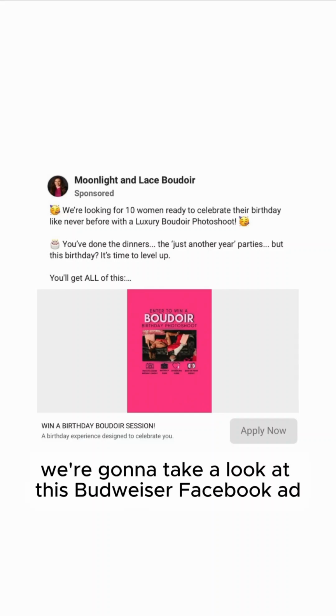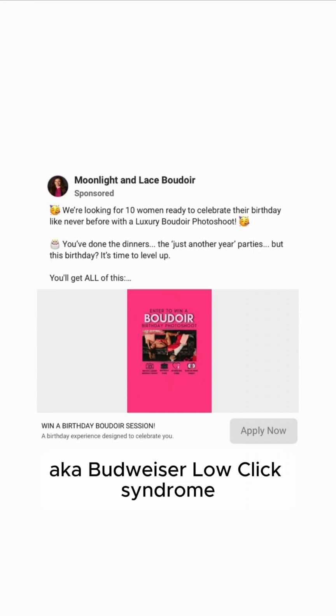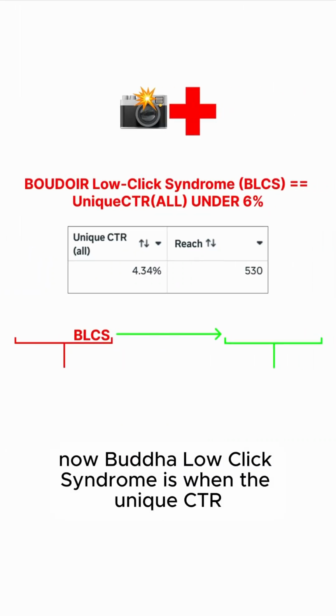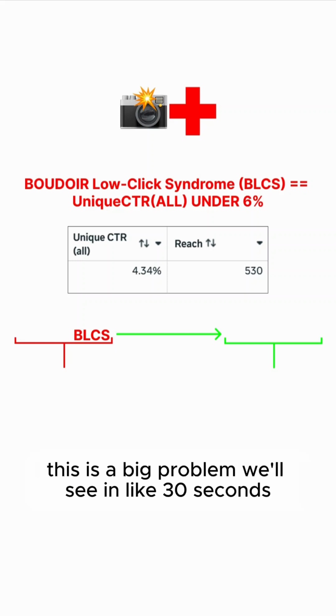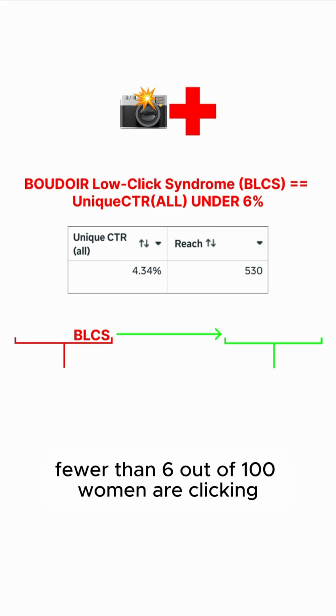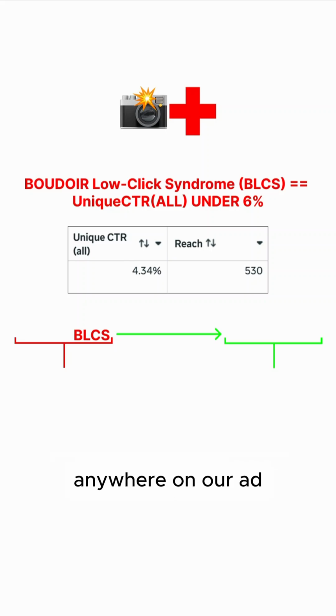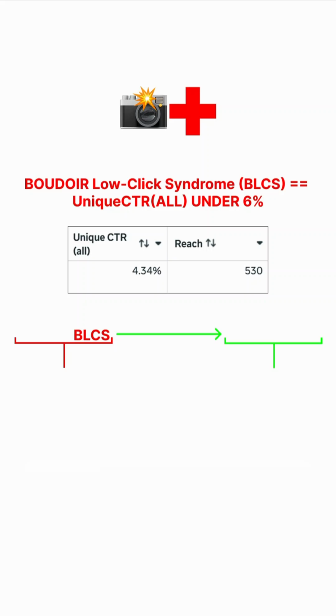All right, y'all, we're going to take a look at this Boudoir Facebook ad, see if we believe it has BLCS, aka Boudoir low click syndrome. Now, Boudoir low click syndrome is when the unique CTR all of our Boudoir Facebook ad is under 6%. This is a big problem, as we'll see in like 30 seconds, because under 6% means fewer than 6 out of 100 women are clicking anywhere on our ad, which means fewer than 6 out of 100 women, our ad is entering their brain.